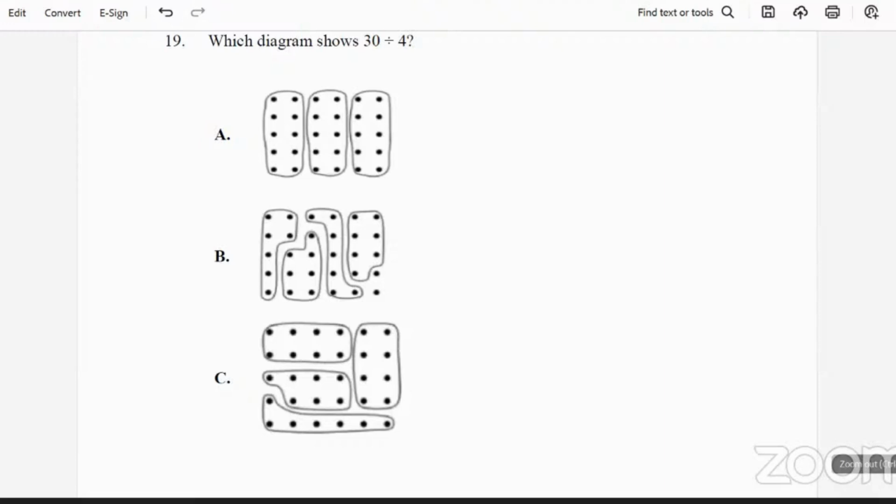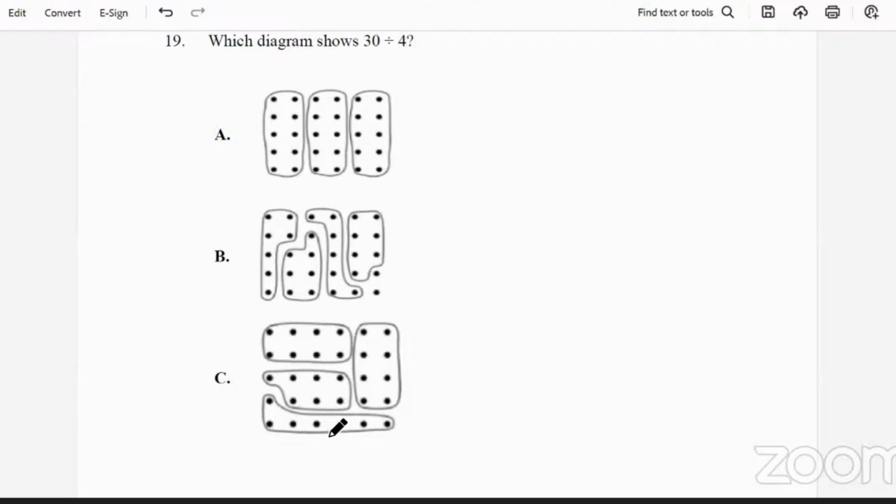So we have to be seeing 4 groups, okay? But the groups have to be equal groups, okay? So in option A, we do not have 4 groups, so that would not be correct. In B and C, we do have 4 groups, so we have to make sure that the number in each group would be correct. So I see 7 in this group, 7 in this group, 7 and 7, and then 2. And then I see 8 in this group, 8 in this one, 7 in this one, and 7. So they had 2 groups of 8 and 2 groups of 7.